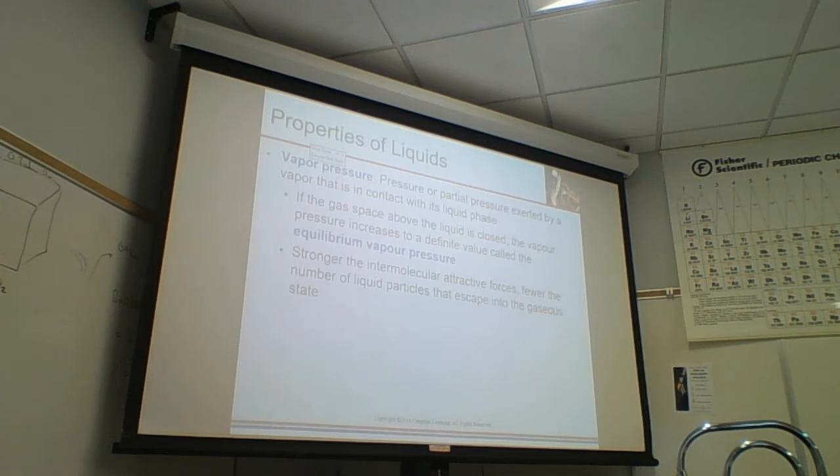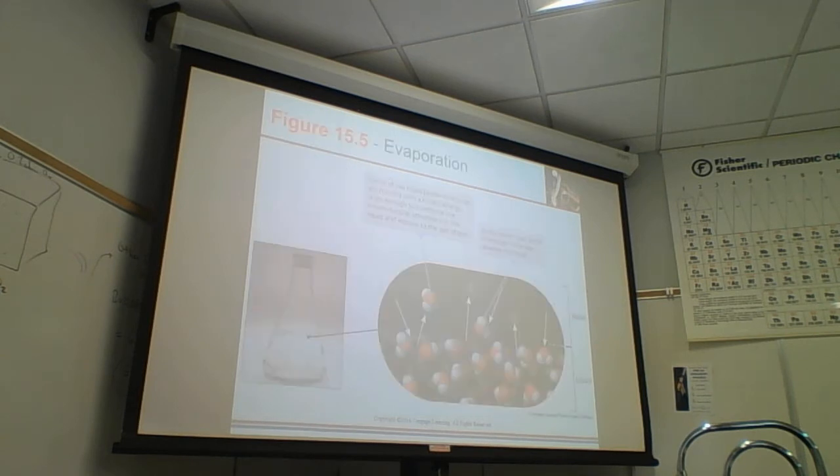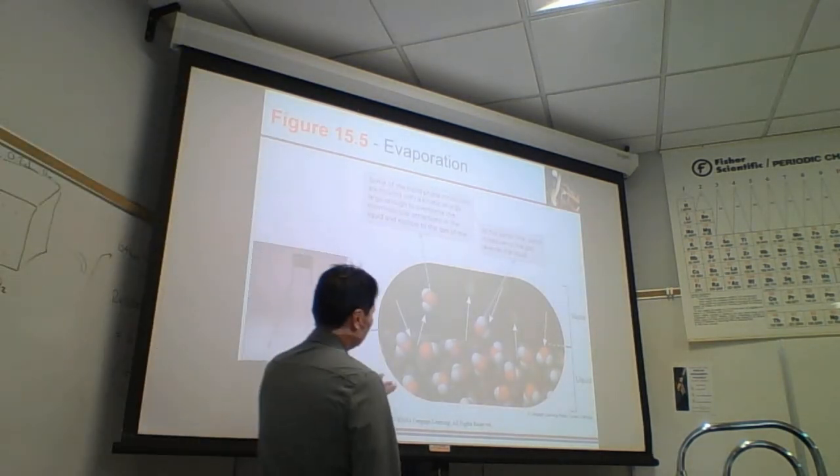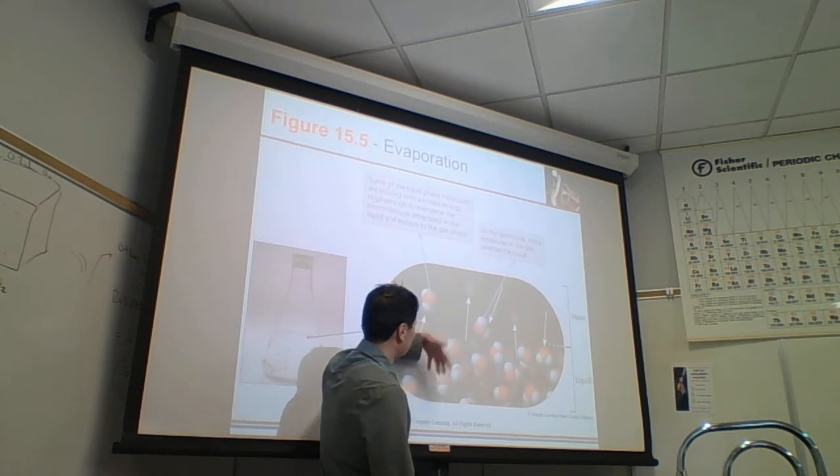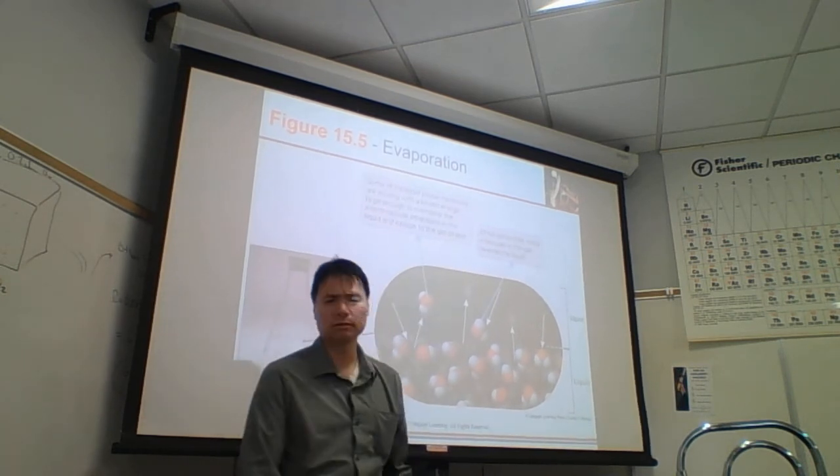And so for vapor pressure, there are two things that impact vapor pressure. One, the temperature. The higher the temperature, the more vapor. And two, the strength of intermolecular forces. The stronger the forces, the lower the vapor pressure, the weaker the forces, the higher the vapor pressure. So water has fairly strong intermolecular forces, so it doesn't generate as much vapor. Whereas alcohol is going to have weaker intermolecular forces, so it's going to generate more vapor at the same temperature.